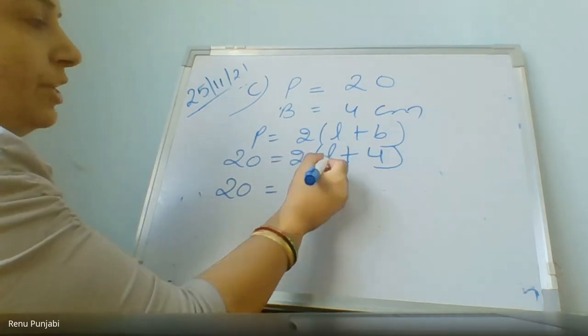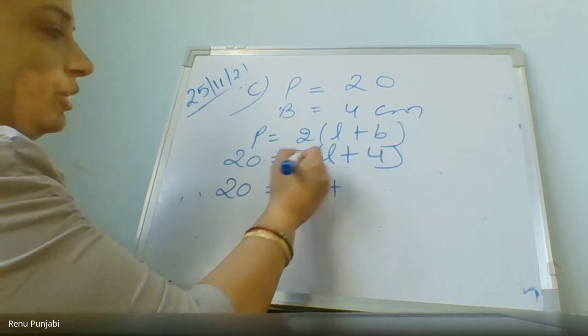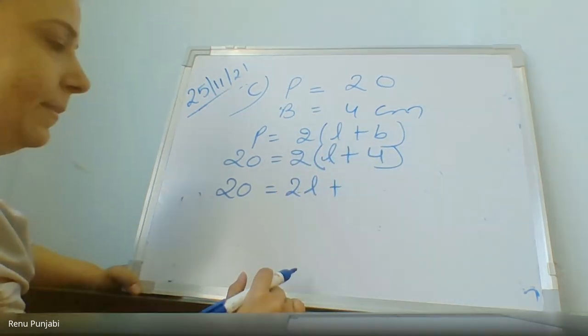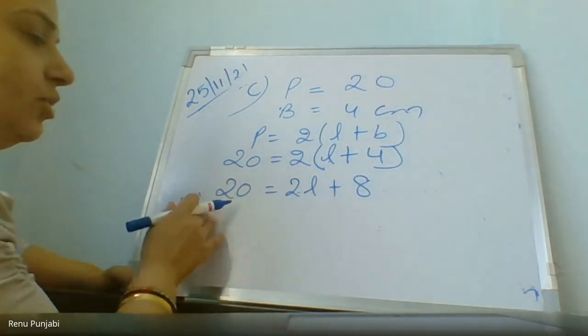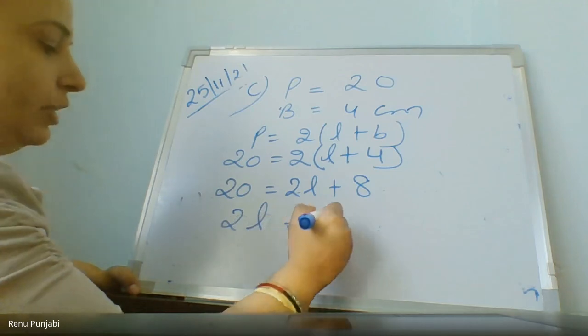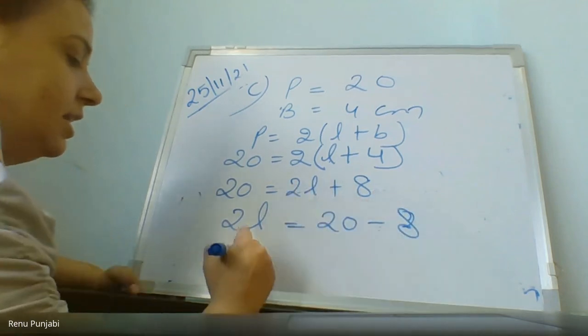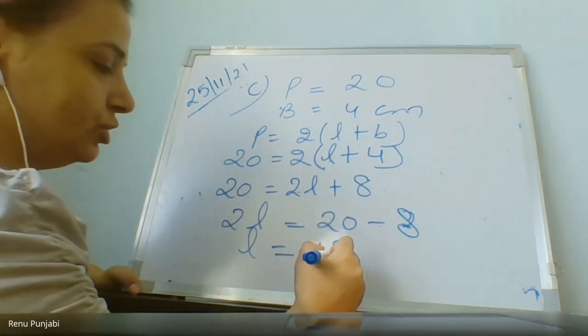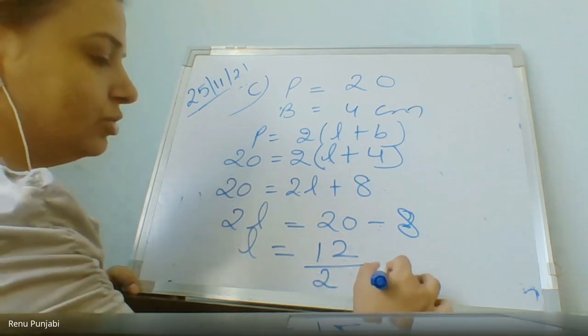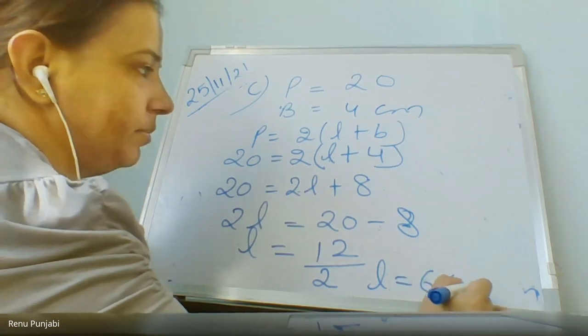If we multiply 2 into L is 2L, 2 into 4 is 8, right? Now we take the 2L separately. 20 minus 8. When 20 comes this side, it will be minus 8. And now L will be 12 divided by 2, so L will be 6 centimeter. Ma'am, if we add length and breadth, it should be half of the perimeter given. Yes.